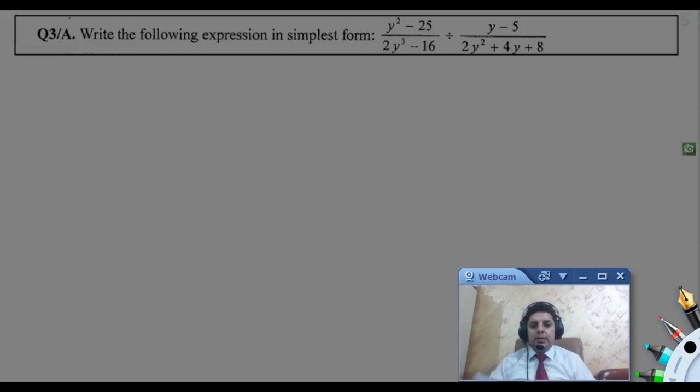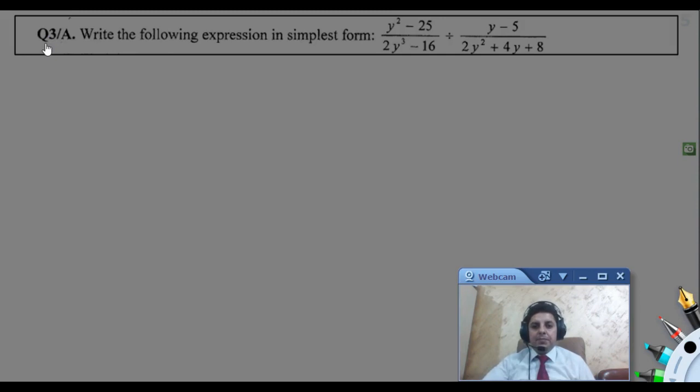Go to the other question, question 3. Question 3, part A. Write the following expression in simplest form: y squared minus 25 over 2y cubed minus 16, divided by y minus 5 over 2y squared plus 4y plus 8.